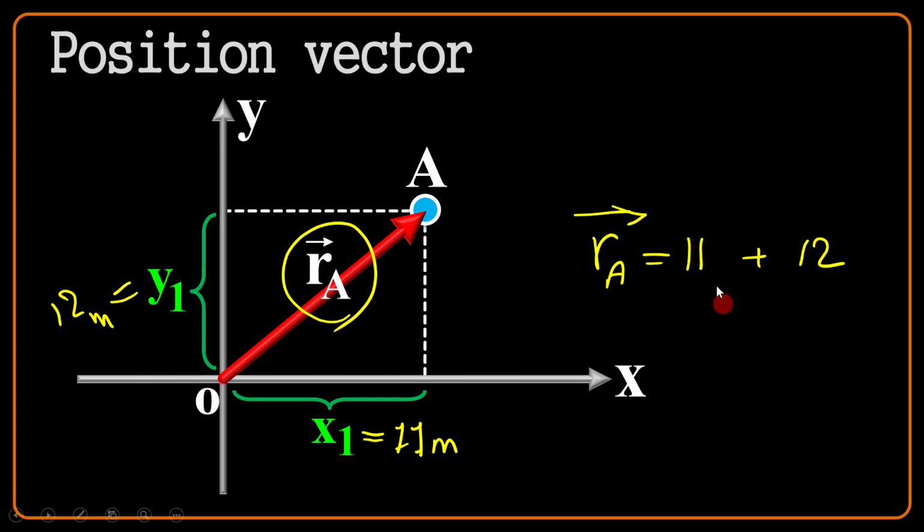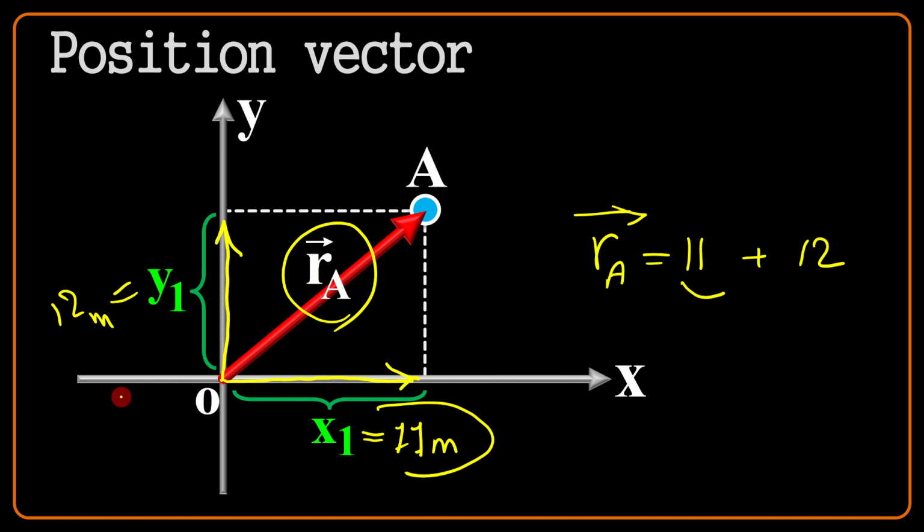But here I have a problem because 11 is not a vector, it's a scalar. 12 is a scalar. How can the addition of two scalars make a vector for me? I have a big problem because r is the vector sum of this vector and this vector. But 11 is not a vector. I need to convert it to a vector. What should I do? I think I can multiply 11 by something to convert it to a vector. Something with the size of 1, with magnitude of 1, but with the nature of a vector.